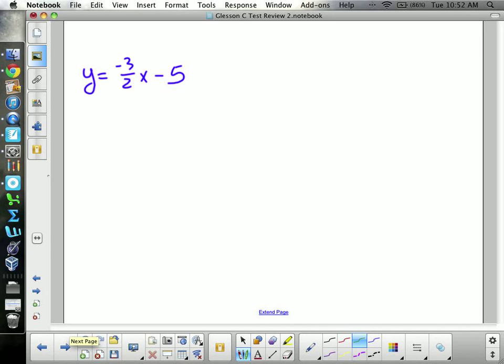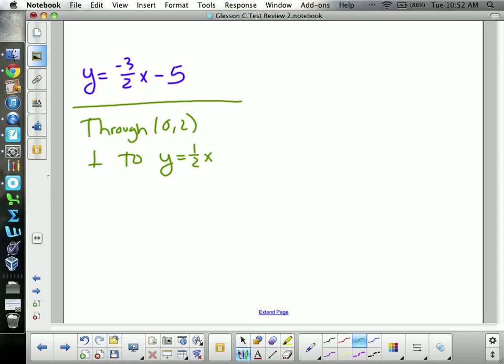Okay. Write the equation of the line that passes through 0, 2, perpendicular to y equals 1/2 x plus 1. I know a point. There's my point. But I need the slope, because that's the other thing we need to find the equation of a line. I need a point and a slope. And I'd be perpendicular to this line. So what is the slope of this line? Y equals 1/2 x plus 1.